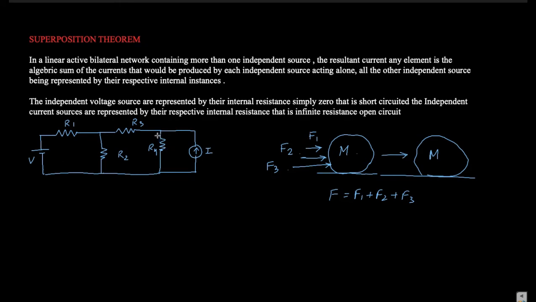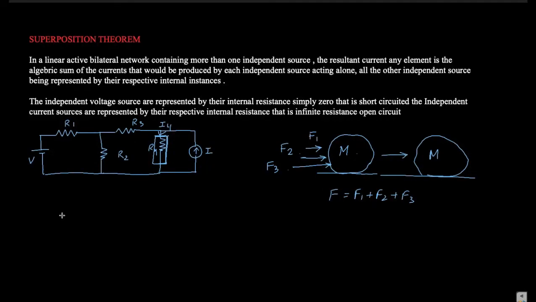So if I am asked what is the current flowing through R4, you can apply KVL, KCL, mesh analysis, nodal analysis, or the theorems I have already written on the previous page. But here we are going to discuss the superposition theorem. So how, by using the superposition theorem, can we determine what amount of current is flowing through R4? Say I4 is the current flowing through this R4.